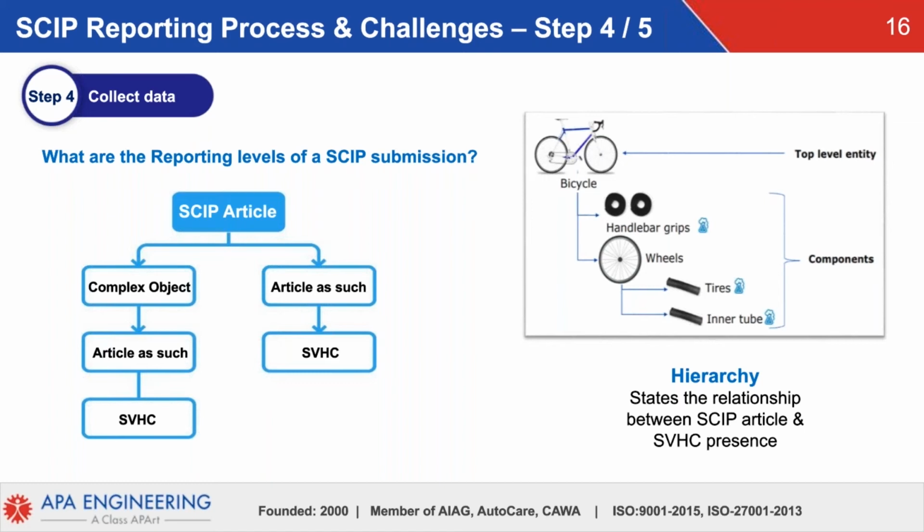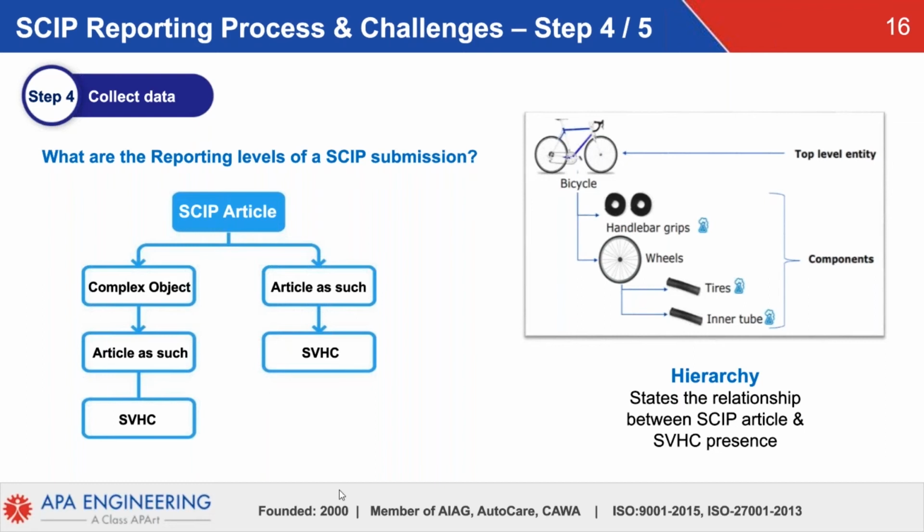As per the current rules of SCIP, it is required to have the hierarchy maintained as shown in the bicycle diagram. If tire, inner tube, and handlebar have SVHCs, the hierarchy of the structure should be reported as tire and inner tube attached to the wheels, and they are attached to the bicycle. Similarly, the handlebar grips are attached to the bicycle.